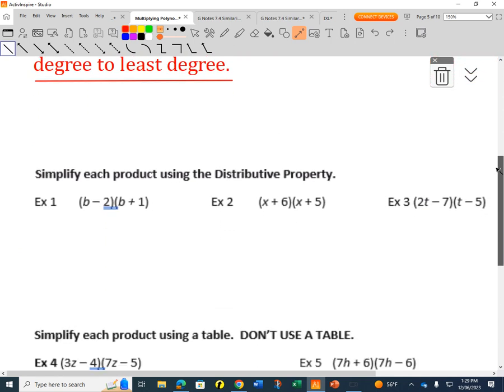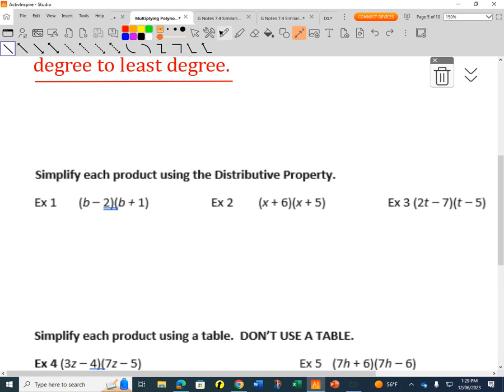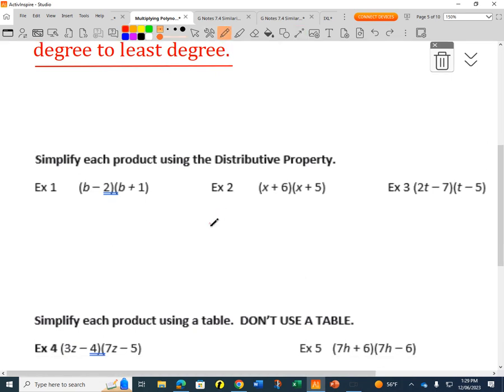So we're going to start with example 1. Our steps say, use your distributive property to multiply all the terms. So what that means is we're going to take this b, and we're going to multiply it by everything in the second parentheses. So b times b is b squared. And then b times the other term in that parentheses, b times 1, is just 1b, but we'll just write the b, right?